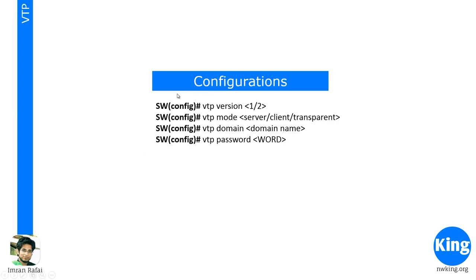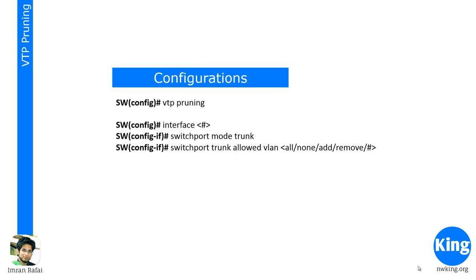So the next topic, so these are the things. VTP configuration: VTP version number 1 or 2, VTP mode server, client, or transparent. Like I said, if you put it in transparent mode, it will not update its own VLAN database, but it is going to pass those advertisements to the neighboring devices. VTP domain name, set a domain name. VTP password, just have to put a password. Next, we talk about VTP pruning.